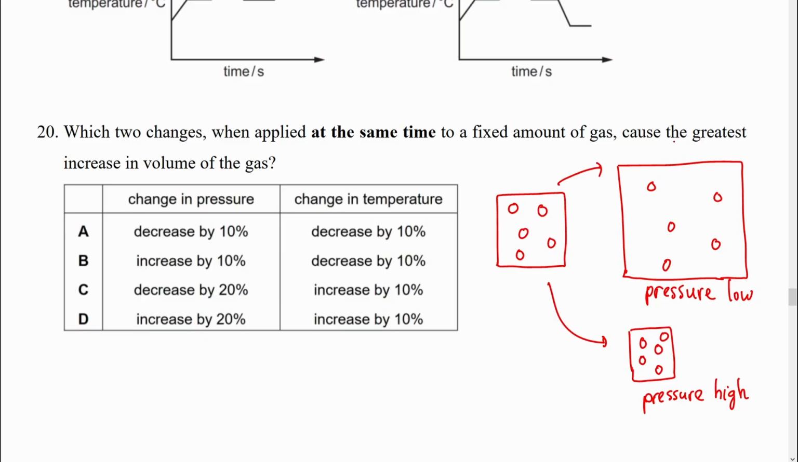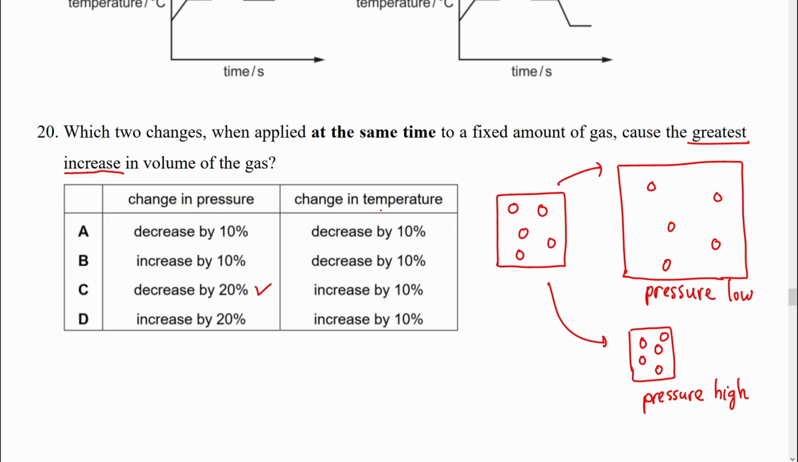So what causes the greatest increase? It means if you increase the volume of the gas, you will decrease the pressure, right? And he says the greatest. So I will choose decrease the pressure, and the greatest is going to be decreased by 20%.